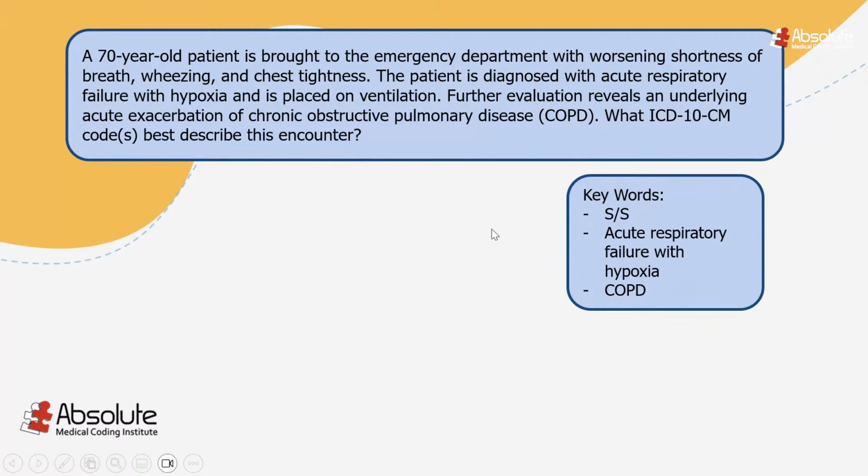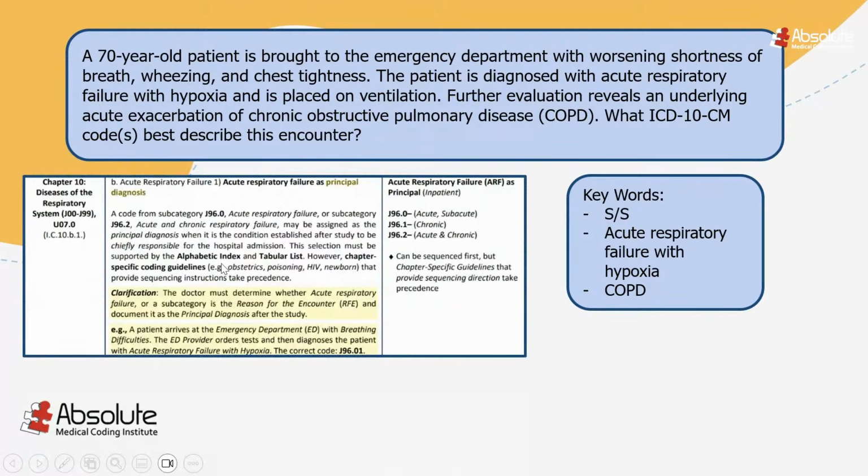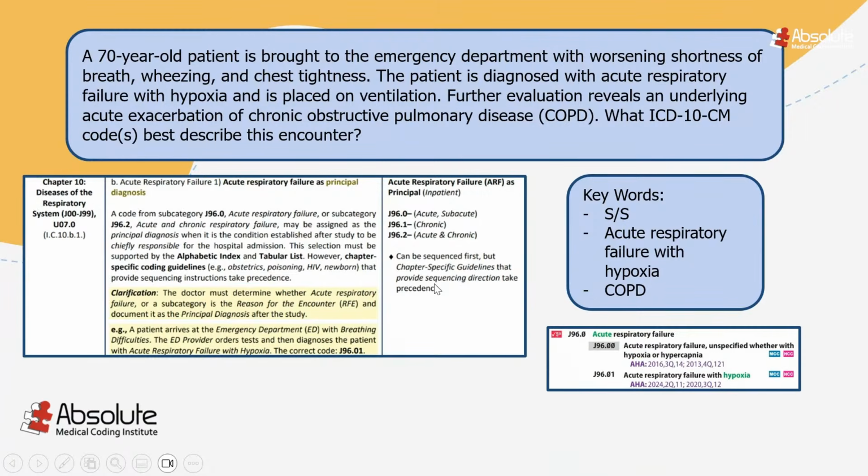All right, and then next we decided what guideline we were going to use. This is going to be the guideline IC10-B1. So that is going to be acute respiratory failure as principal diagnosis. This is obviously chosen because the principal diagnosis on here is going to be that acute respiratory failure. And not only that, but it's going to be acute respiratory failure with hypoxia, which is what we had for our keywords. So that is going to lead us to our first code, which is going to be J96.01, which is the acute respiratory failure with hypoxia.